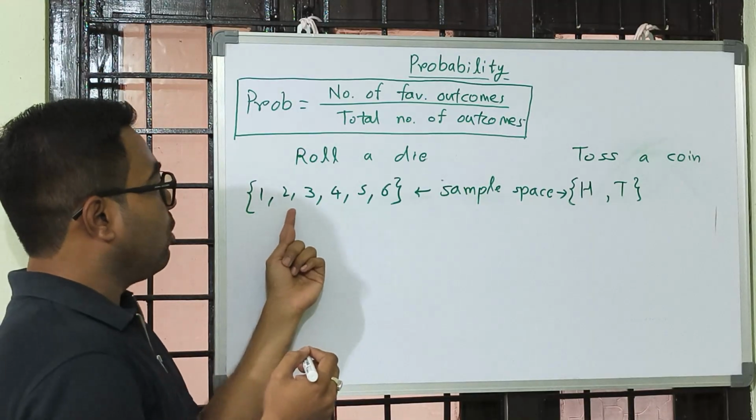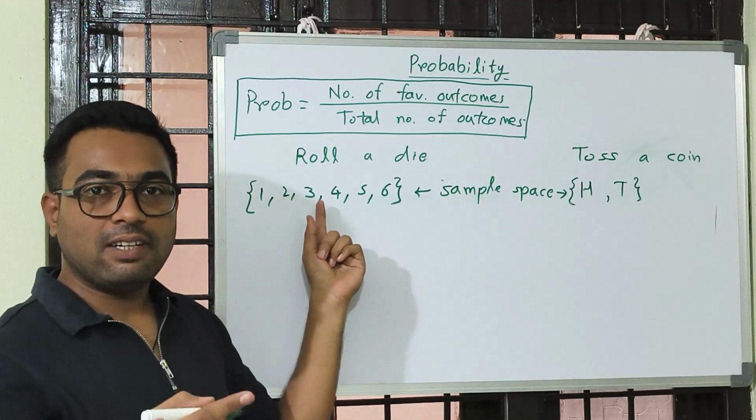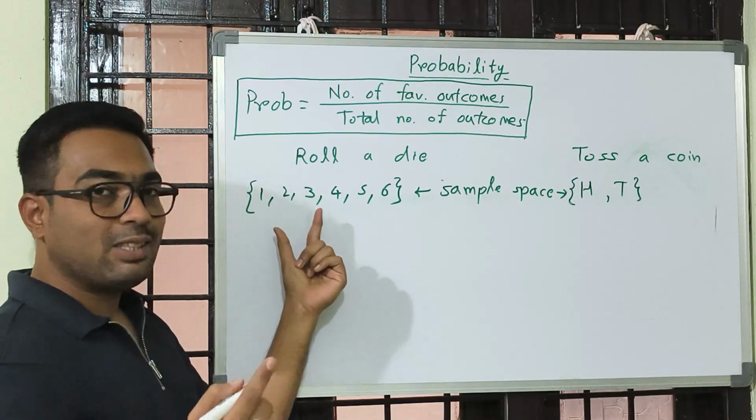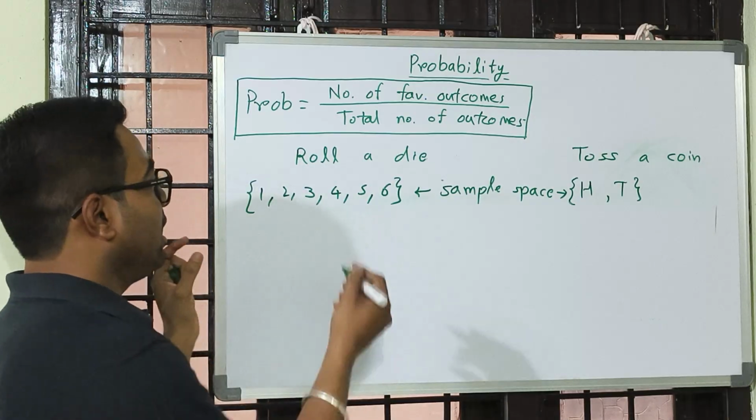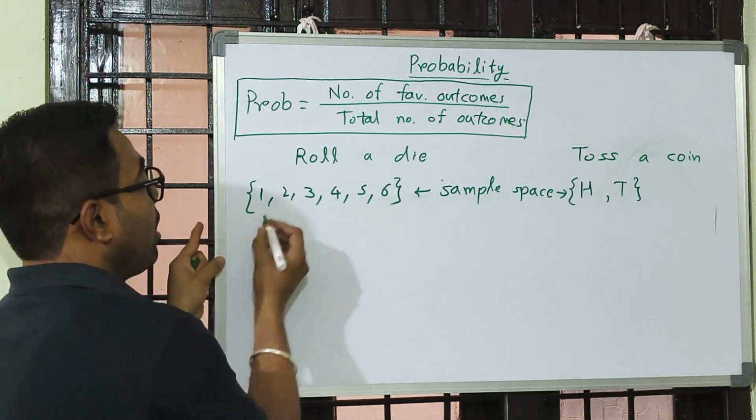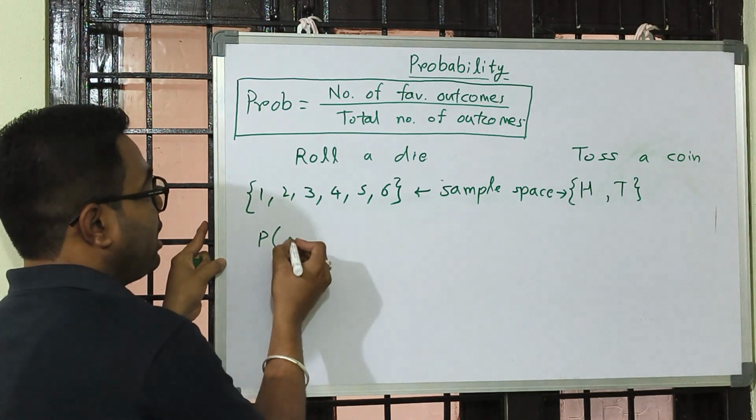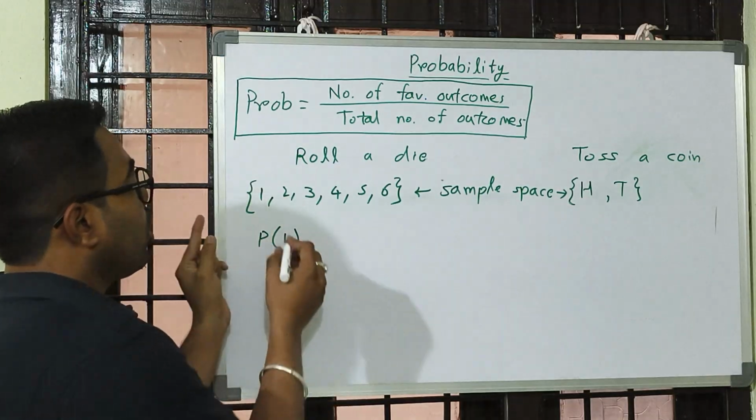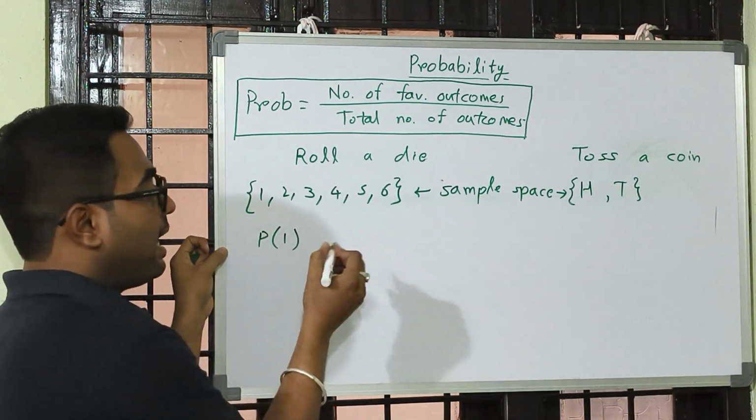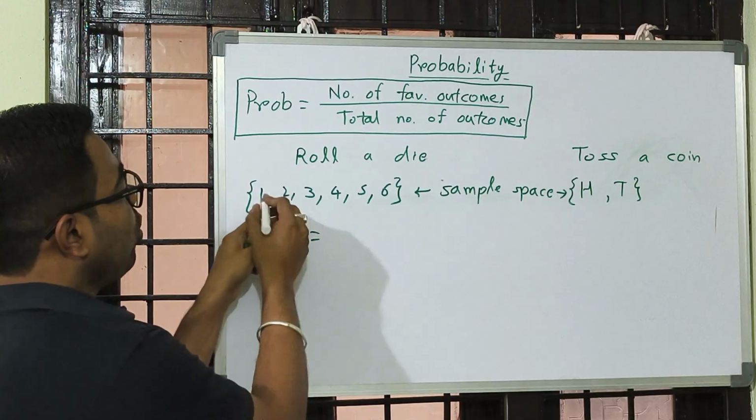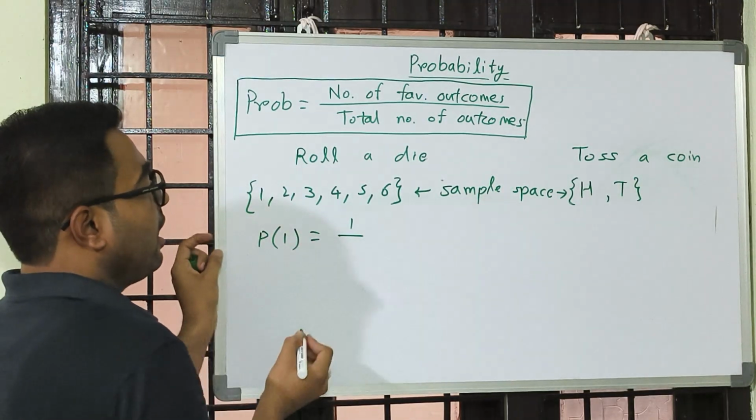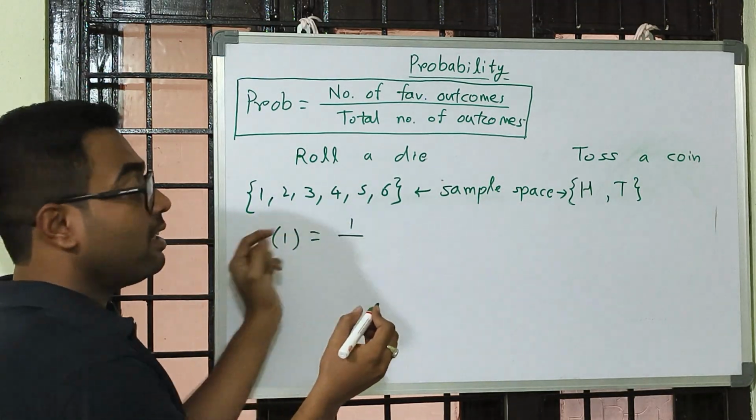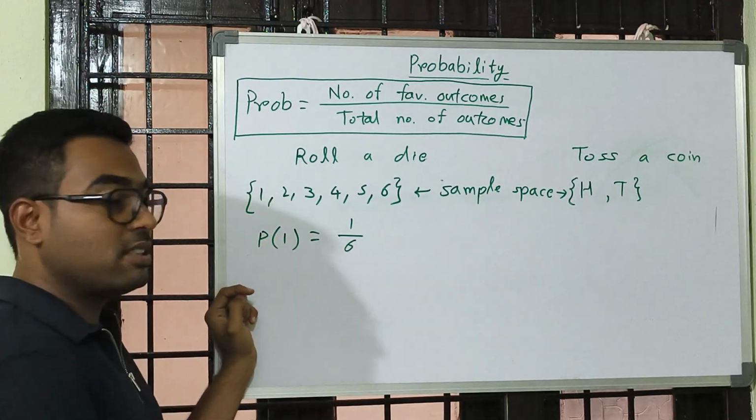Now these outcomes are called as equally likely outcomes. So why those are called as equally likely outcomes? Let's go through this. If I want to find the probability of getting this 1, how many favorable outcomes do I have? There is only 1. And how many total number of outcomes are there? There are 6 total number of outcomes.